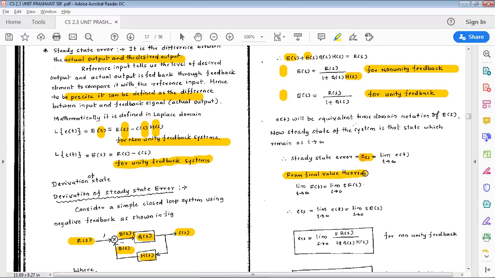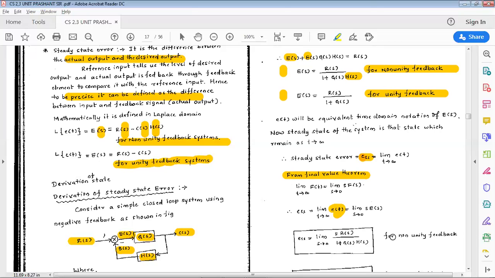From the final value theorem, we can write limit t tends to infinity of f(t) in the time domain, which is equivalent to limit s tends to 0 of s times F(s) in the Laplace domain. Therefore, the steady state error, limit t tends to infinity of E(t), is equal to limit s tends to 0 of s E(s). Therefore, we can write the steady state error as limit s tends to 0 of s R(s) divided by 1 plus G(s)H(s).